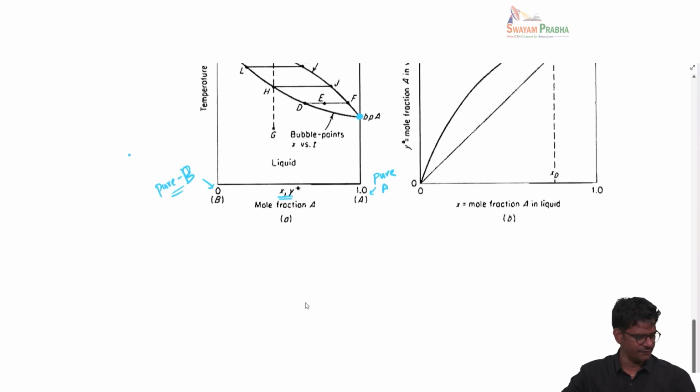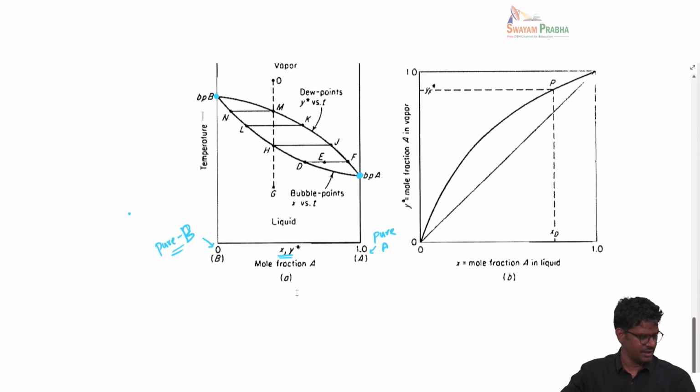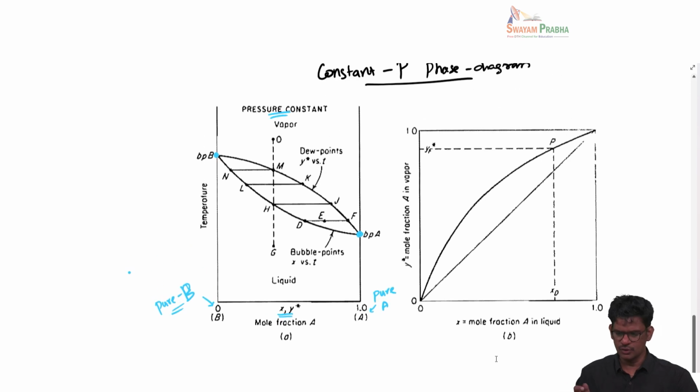Now to understand what's really happening here, another thing I should mention is that there are two curves here. The top curve is called the dew point curve, which is basically y versus T, and the bottom curve is known as the bubble point curve, which is basically x versus T. So anything below this bubble point will be a pure liquid. It's a binary component, but it will exist as a liquid.